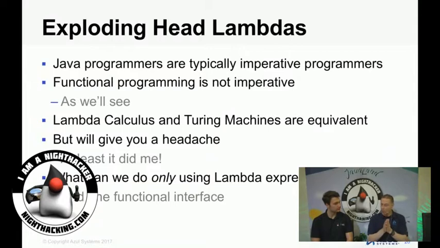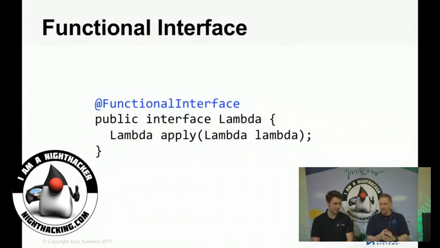So the idea was, what can we do with lambda expressions? One functional interface, nothing else. Here's our functional interface. We're going to call it Lambda. Very original name. It has one abstract method in order to be a functional interface, which is called apply. Apply will take as a parameter a lambda, and it will return a lambda. Only using lambdas. And the nice thing is that we can chain these together because we can call another lambda. That's all good.